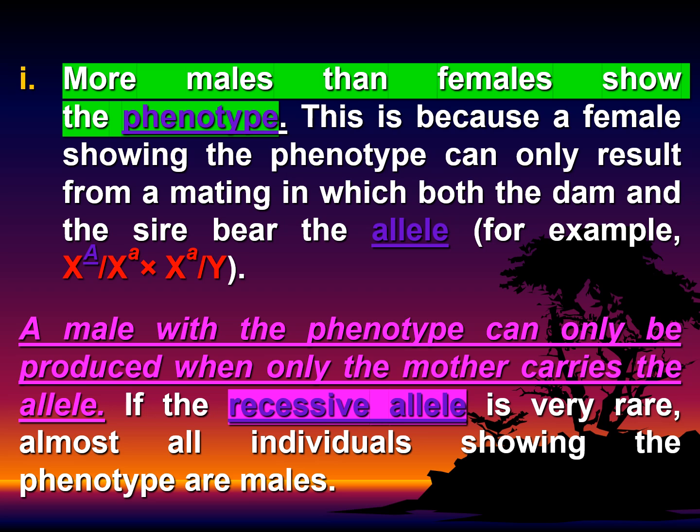So a male with a phenotype can be produced when only the mother carries the allele. If the recessive allele is very rare, almost all individuals showing the phenotypes will be male.